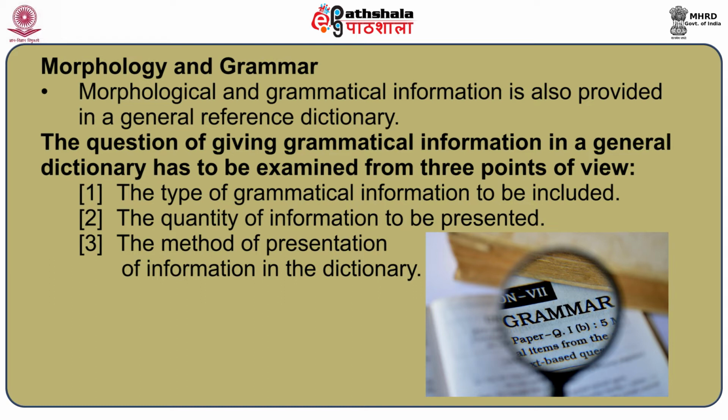The question of giving grammatical information in a general dictionary has to be examined from 3 points of view: the type of grammatical information to be included, the quality of information to be represented, and the method of presentation of information in the dictionary. Morphological information refers to the morphosyntactic peculiarities noted in a lexical item. The grammatical information, on the other hand, gives the morphologically and syntactically important information, which is related either to irregular or unpredictable forms of the lexical unit, or has certain bearing on the syntactic function of the lexical unit.